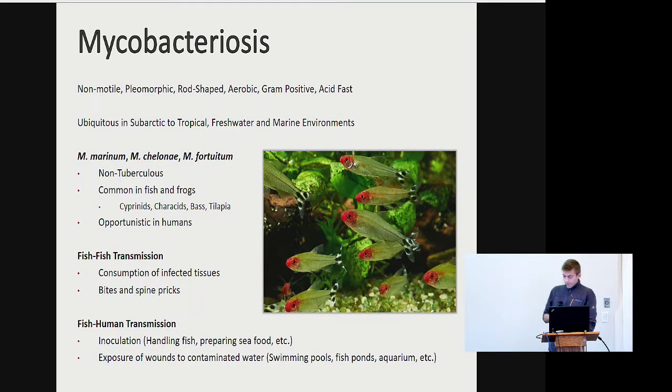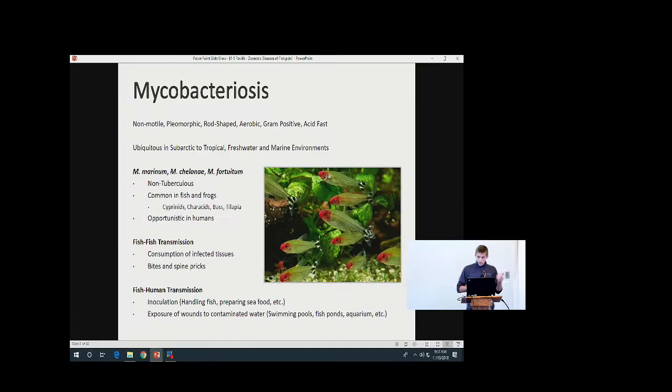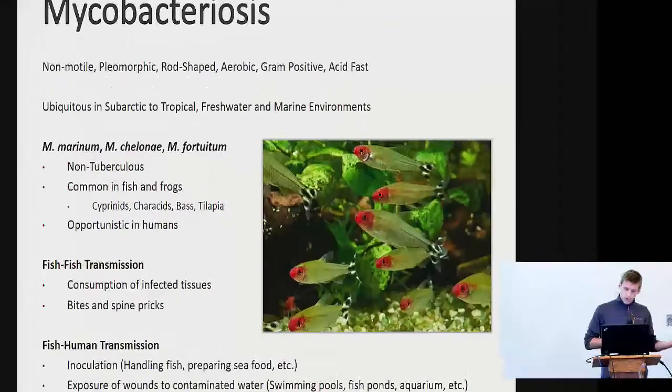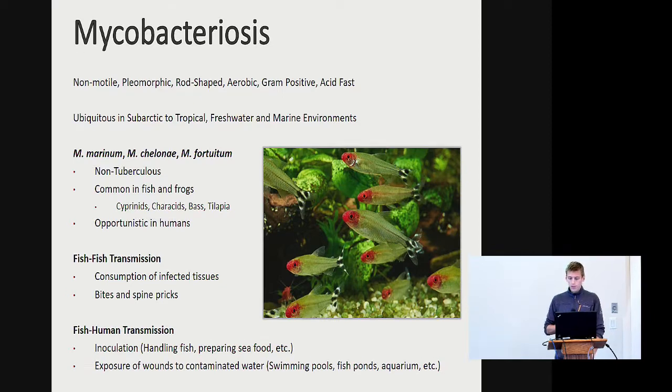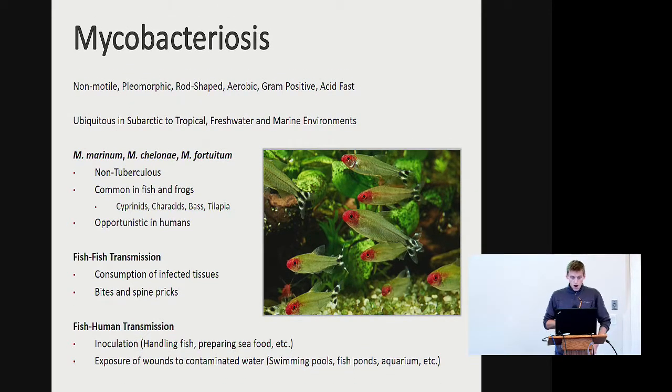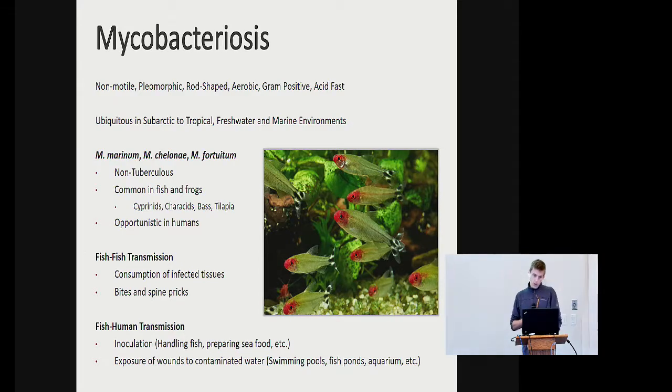The first disease I wanted to cover was mycobacteriosis. It's more commonly known as fish tank granulomas. Mycobacteria are a genus of bacteria that are characterized as being aerobic, gram-positive, acid-fast-positive, rod-shaped, pleomorphic, non-motile bacteria. They're virtually ubiquitous in both freshwater and marine environments. The ones that are most commonly associated with infections in fish are Mycobacterium marinum, chelonae, and fortuitum.